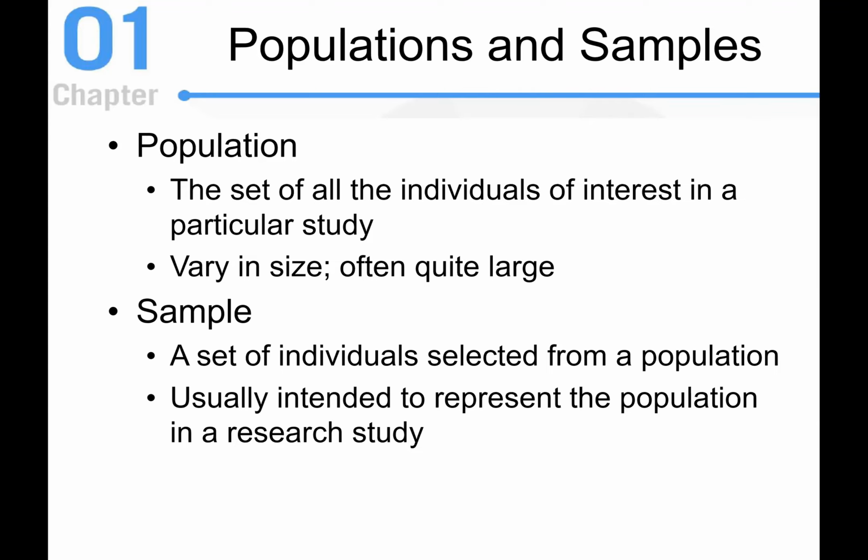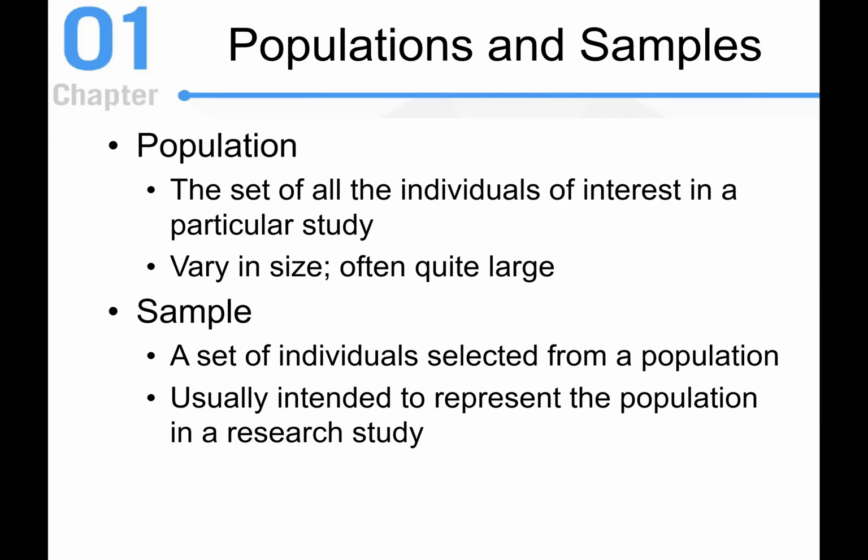Or sometimes populations could be very small. If I want to try and create a treatment for people who have stage 4 colon cancer, well, that population may be a lot smaller. All right. But usually populations are quite large. So that's a population. All right.